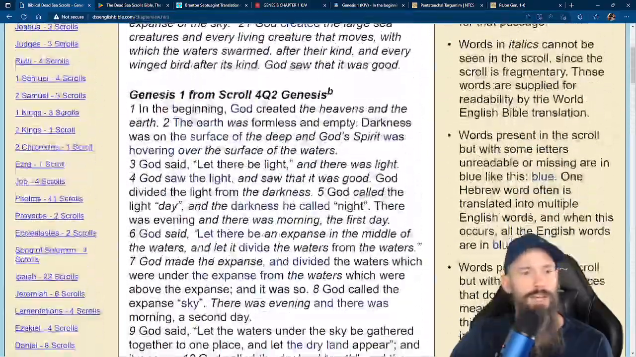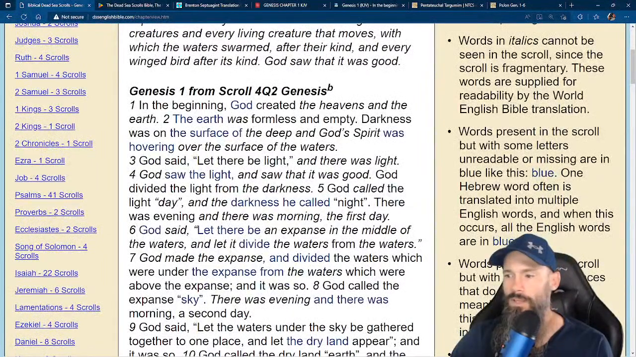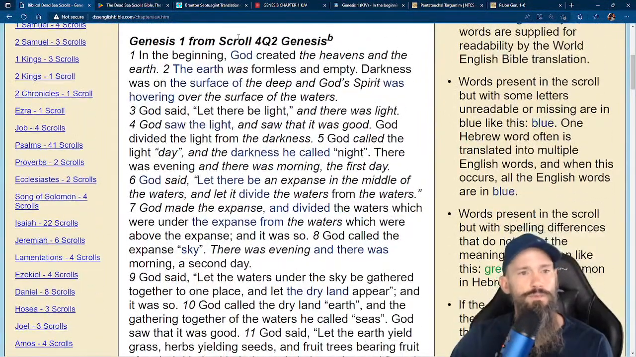So we've got Genesis 1 from scroll 4Q2. In the beginning, God created the heavens and the earth. The earth was formless and empty. Darkness was on the surface of the deep, and God's Spirit was hovering over the surface of the waters. And Yahuwah said, "Let there be light," and there was light. And Yahuwah saw the light, saw that it was good. Yahuwah divided light from the darkness.